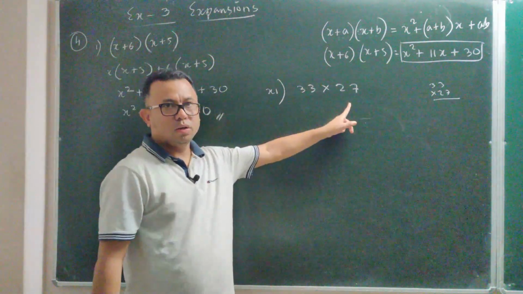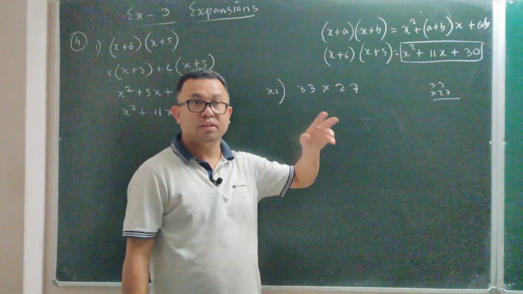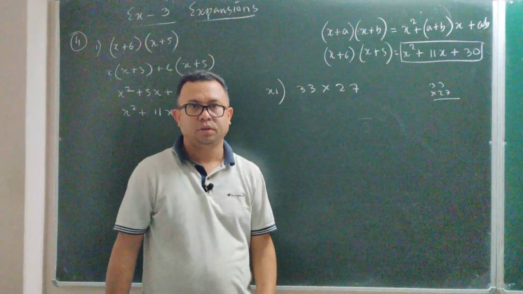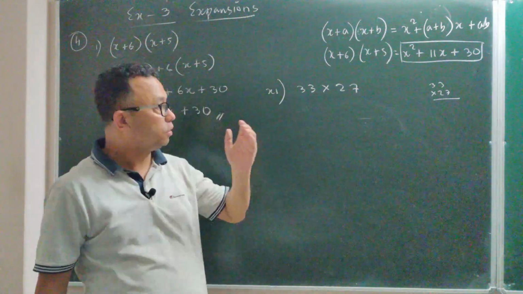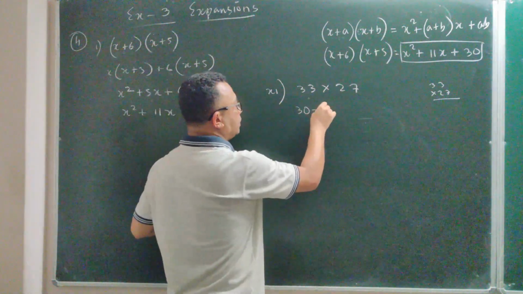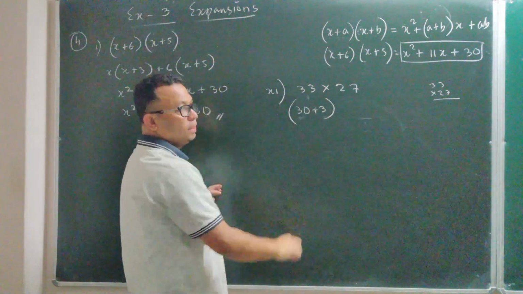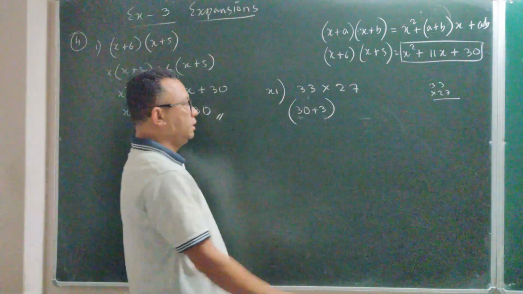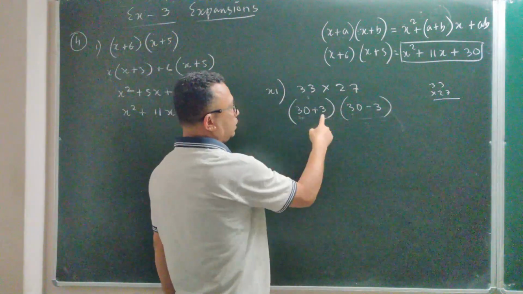One thing that you will notice is 33 is 3 more than 30 and 27 is 3 less than 30. To make it more convenient for us to solve this, this 33 I will write as 30 plus 3, because 30 plus 3 is 33. Then this 27 I am going to write as 30 minus 3. See, 30, 30, 3, 3.